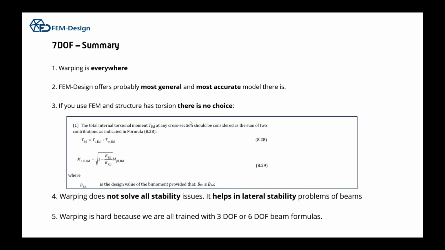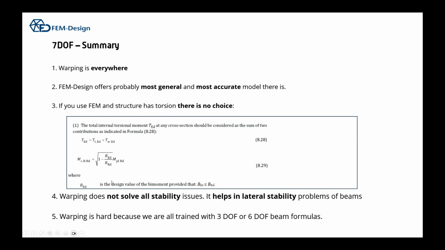So, in the end, I give you a small summary. You can think warping is everywhere. When there's a torsion, there's a warping. Now you understand that it happens. So it can be found in every structure, every material, and almost every section. And FEM-Design offers a really good model because we have a general model, so it can be used almost everywhere where there's a warping. And the new upcoming Eurocode will be more specific about the warping.